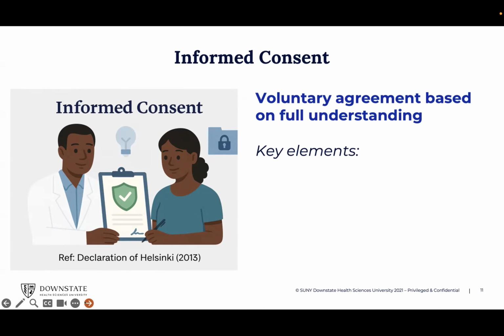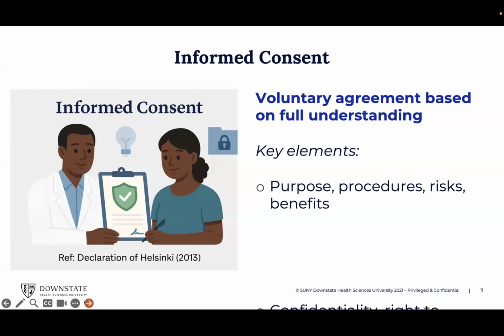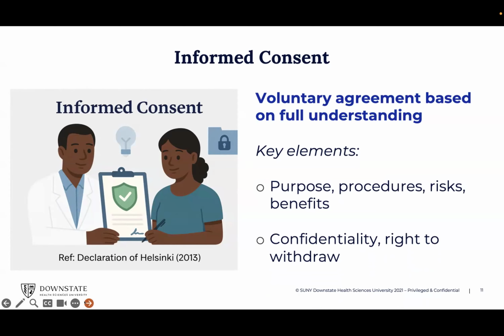But you need to emphasize, number one, that this is voluntary, that respondents have a choice. They can choose to participate or choose not to, and that is really, really key. In an informed consent, when you go over it, you need to make sure that you are very clear about what's the purpose, what are the procedures, what are the risks, and what are the benefits. And you need to also discuss in depth what you are going to do to assure confidentiality, and also the right to withdraw.